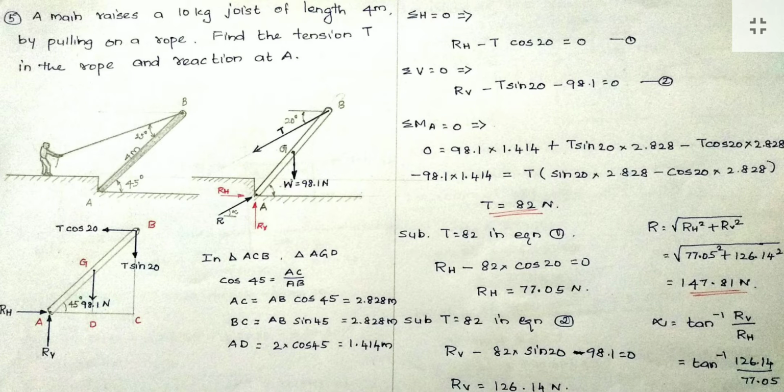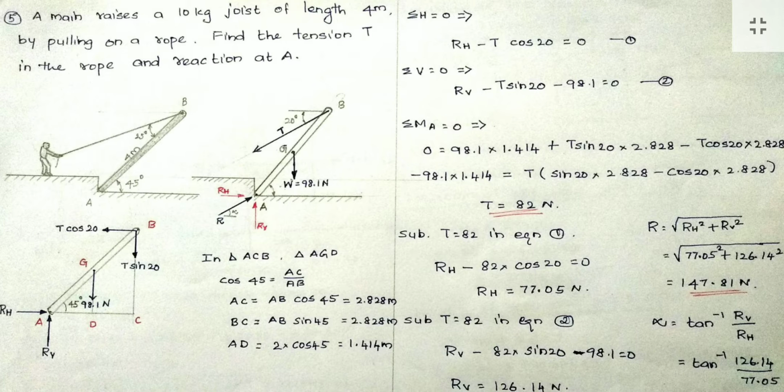And what are the forces acting on this joist? First is the tension force. Next, the weight, always acting downwards, right? So here, 10 kilogram joist. In order to convert it into Newton, we have to multiply it with 9.81. 10 into 9.81 is 98.1 Newton. It is acting on it.